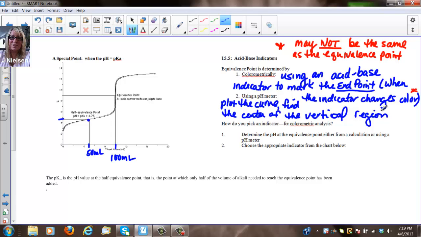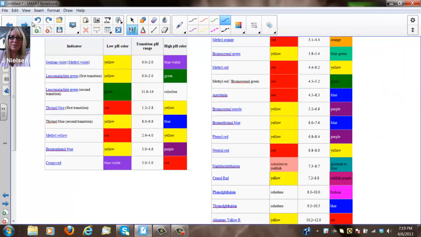How do you pick an indicator for colorimetric analysis? Do I just go in and grab the first thing I see on the shelf, or are certain indicators better to use than others? Well, actually you need to determine the pH at the equivalence point, either from a calculation or using a pH meter. And then you can choose the appropriate indicator from the chart below. I know yours doesn't appear in color, but if you had the color chart, this is what it would look like. So depending on where the pH is going to lie at the equivalence point, that would determine what indicator you would use. Let's look at a couple of examples.